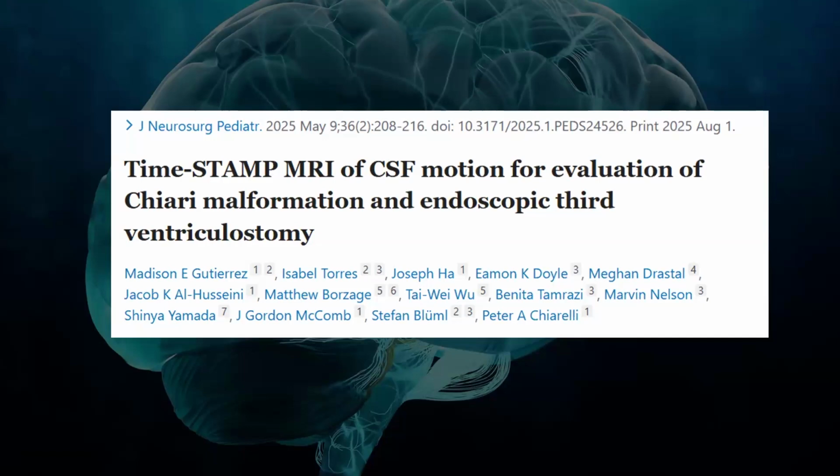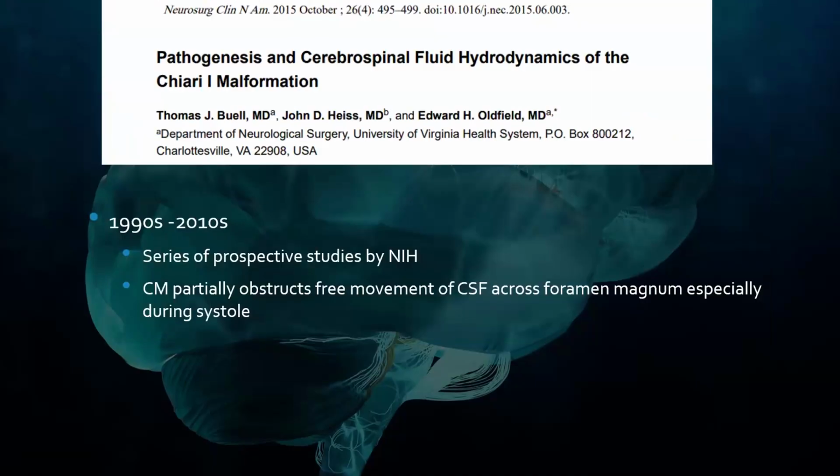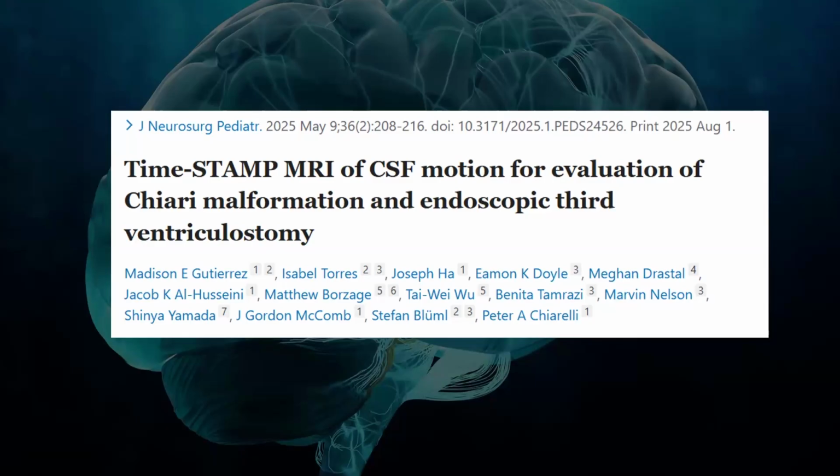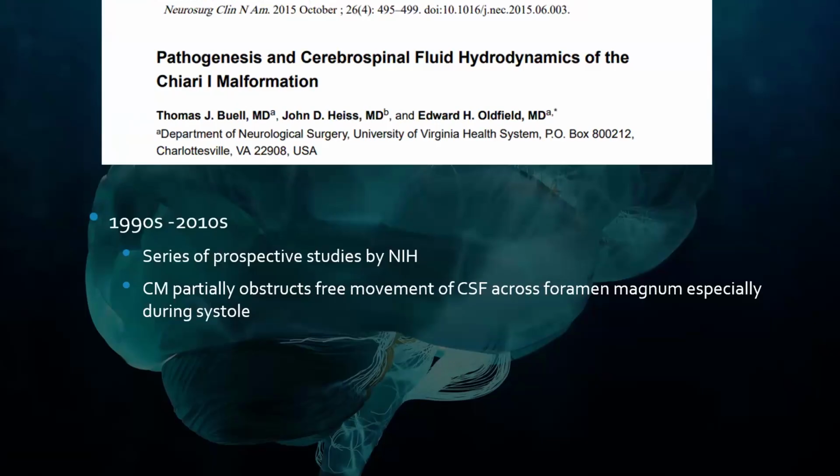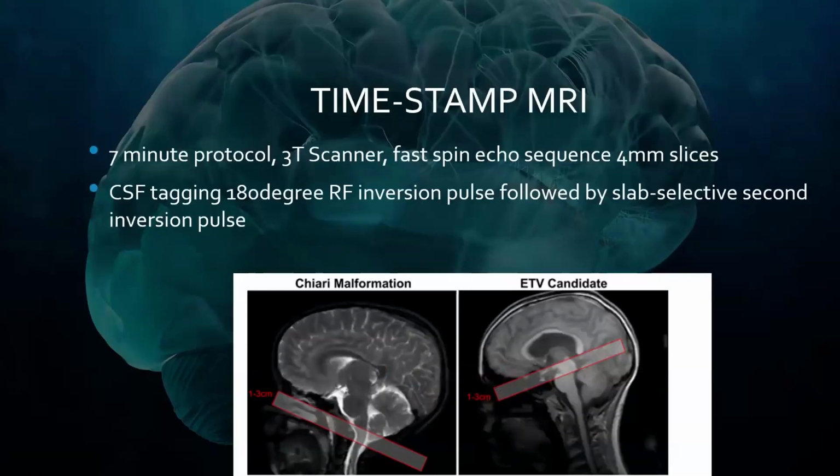Essentially, he worked with the radiologist and physicist on a timestamp technique for looking at CSF motion around the foramen magnum and also at the floor of the third ventricle. There's always been an understanding that there's an obstruction of free movement of CSF across the foramen magnum, especially during systole, and the timestamp takes advantage of this. The physics of it are a little bit beyond my understanding, but it's a very short protocol.